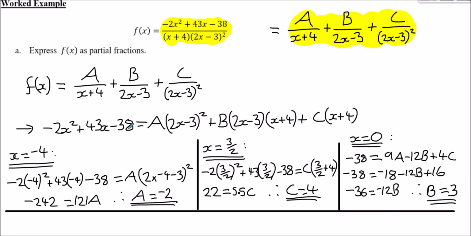So the final step, conclude what f of x is as partial fractions. So therefore, f of x can be expressed as A, which is minus 2, over x plus 4, plus B, so plus 3, over 2x minus 3, and C is 4, so finally plus 4 over 2x minus 3 all squared. So that's what f of x is expressed as partial fractions.